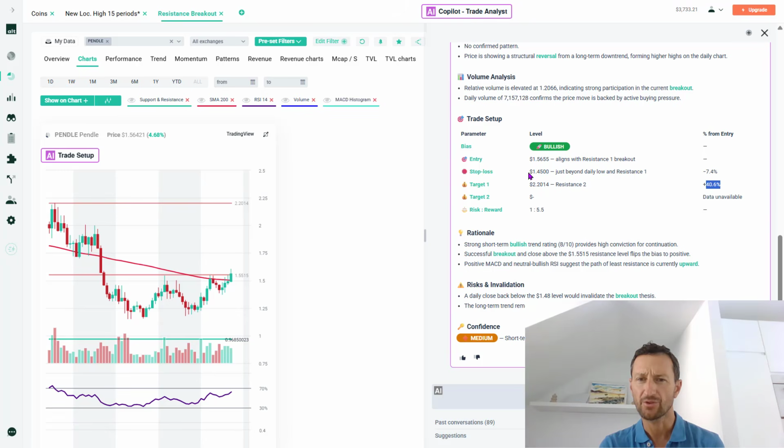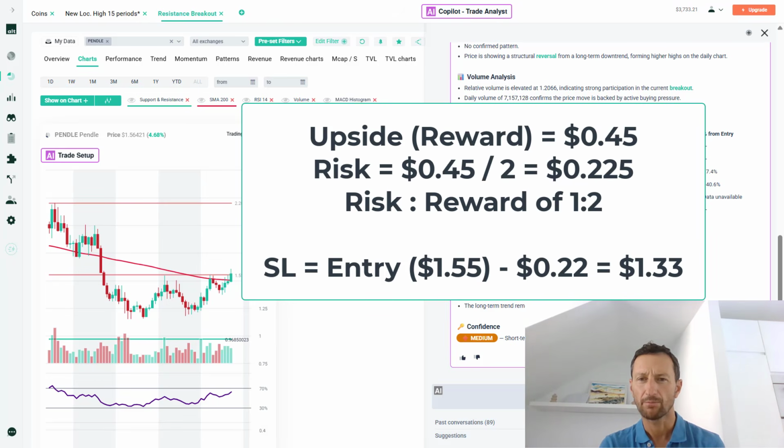And it tells you the stop loss would be just below the daily low of $1.45. Actually, I would put the stop loss, so if my upside from here is from $1.56 to $2, let's call it about 45 cents, and I want my risk reward ratio to be 1 to 2, so I risk $1 for every potential upside or reward of $2.